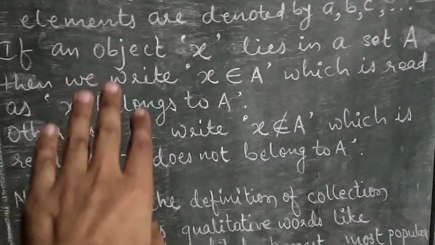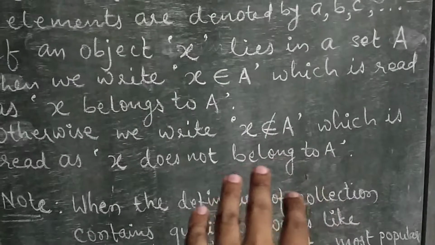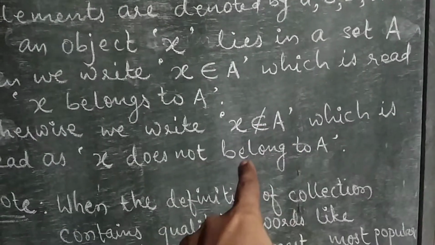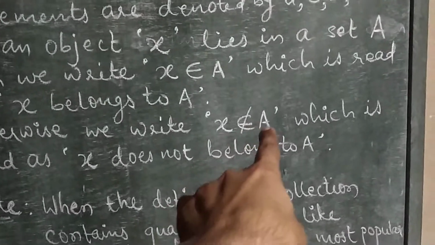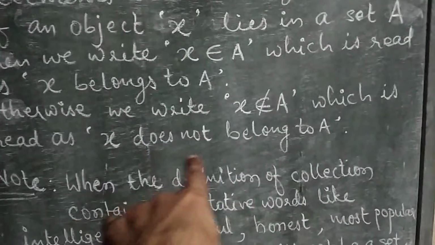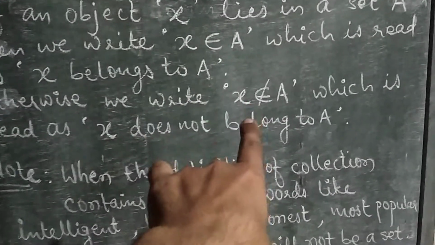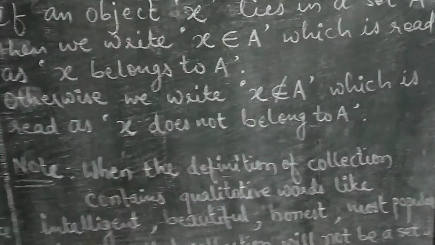Otherwise means when X does not lie in the set A. So we will write this symbol X belongs to, and we will cancel it. So X does not belong to A, which is read as X does not belong to A. So these are the mathematical symbols for an element or not an element of the set.